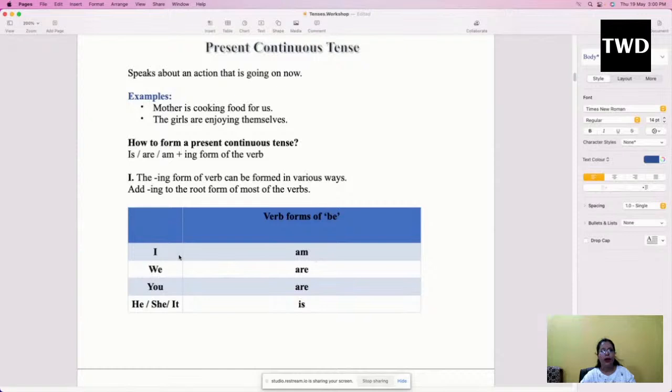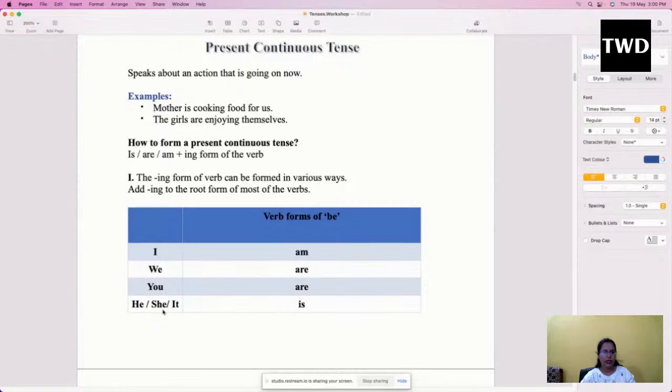For example, I am teaching you tenses right now. I am teaching. So this comes under present continuous tense. I am teaching you tenses right now. We are learning. We are learning English right now. So that means the action is in a continuous situation right now. The action is going on right now. You are learning English now.